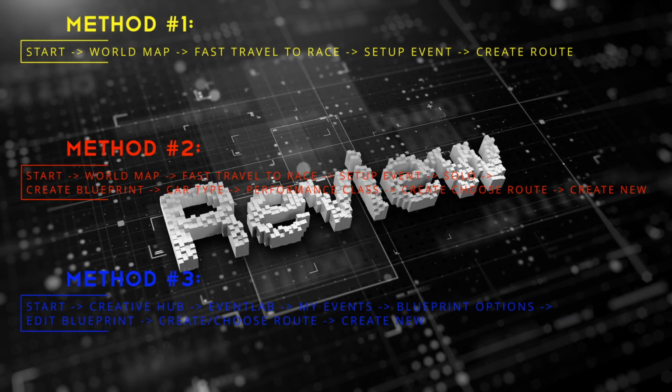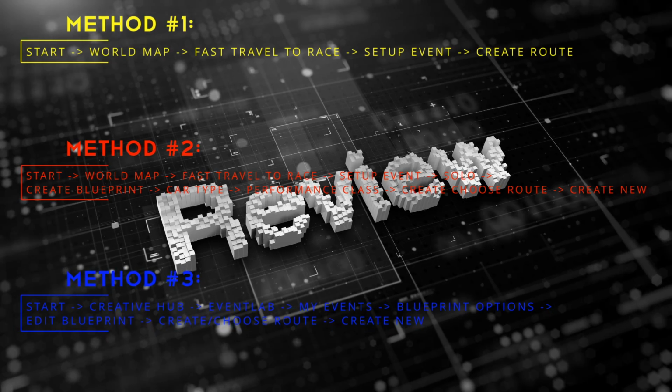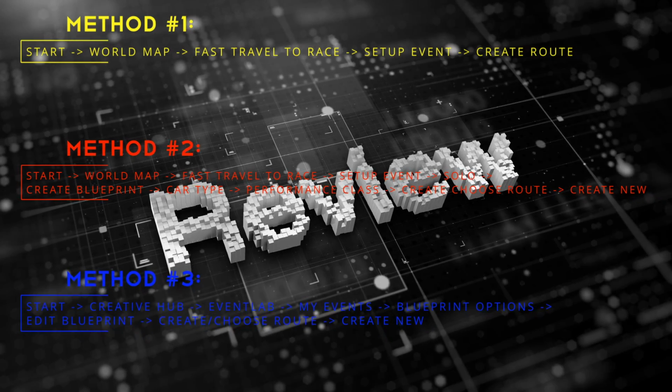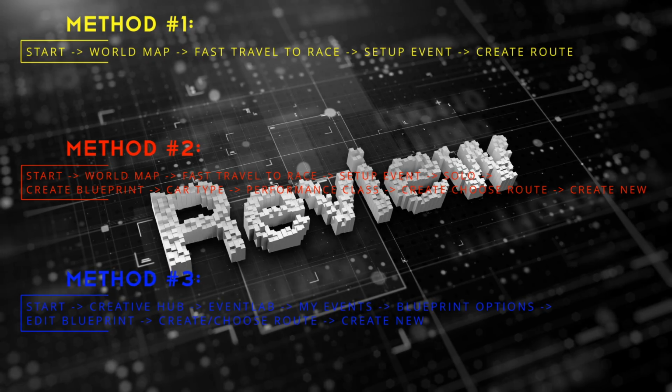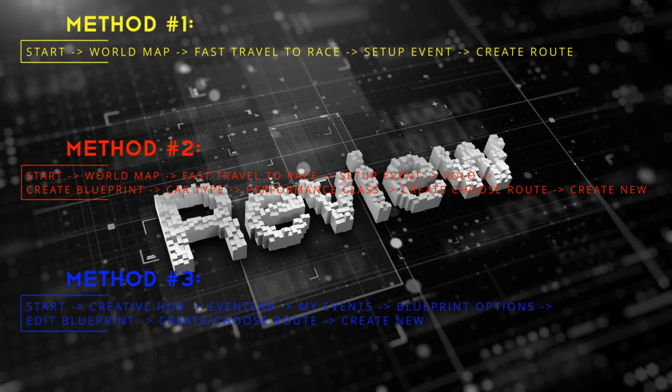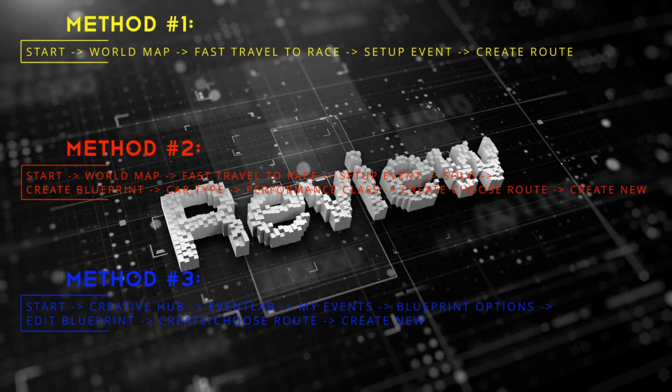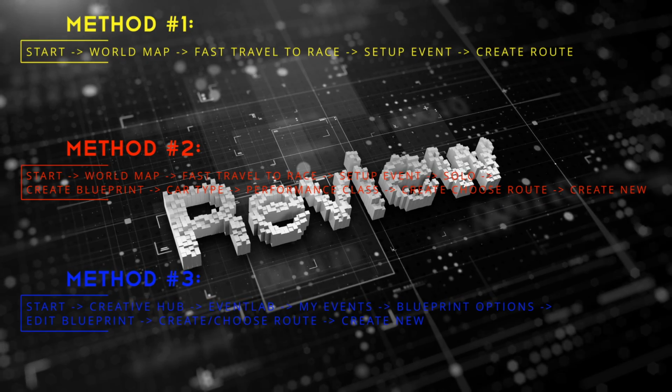Now, method number 3. We're going to select Start, we're going to navigate to the Creative Hub, Eventlab, My Events, select Blueprint Options, edit the blueprint, Create, choose Route, and then Create New. And there you have it. There's all 3 methods for creating a new blueprint.